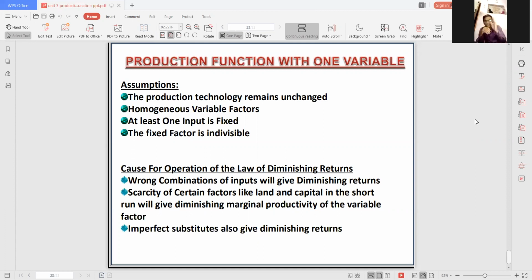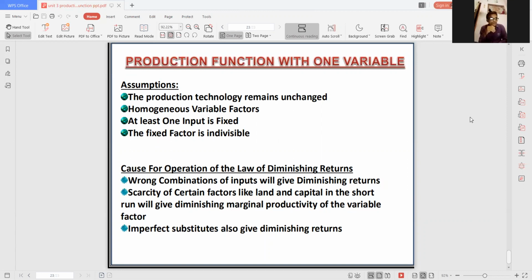Homogeneous means the same type of variable factors. At least one input is fixed, meaning production function with one variable and at least one fixed. The fixed factor is indivisible. Indivisible means we cannot divide the fixed factor into a number of proportions. This is one assumption.